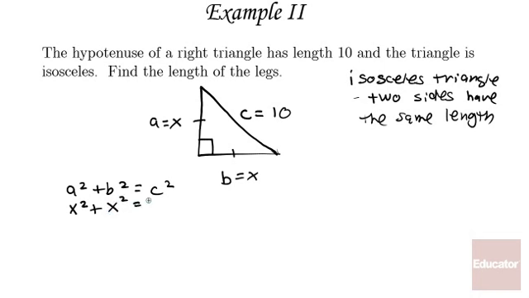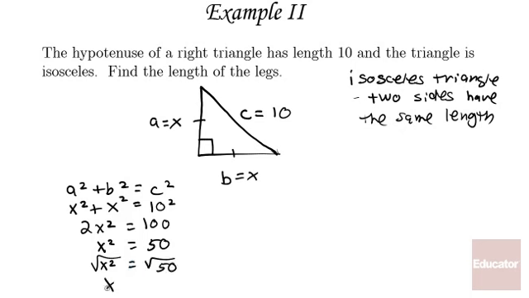Simplify: x squared plus x squared is 2x squared. 10 squared is 100. Okay. Divide both sides by 2. So the 2 cancels out on the left, and that's going to give me x squared equals 50. Take the square root of both sides to get x equals the square root of 50. And I can do some simplification on that because I have a perfect square.